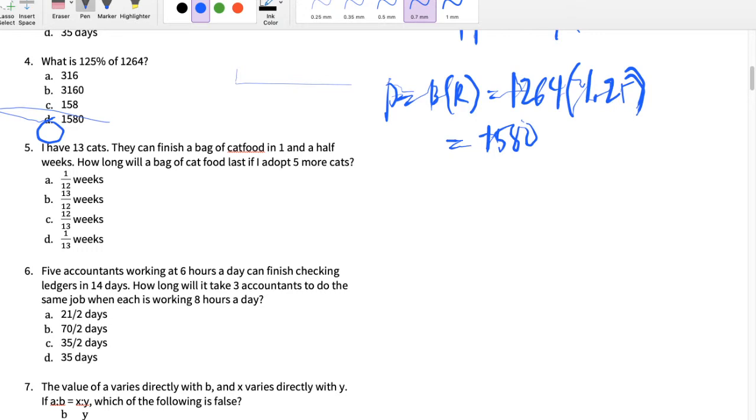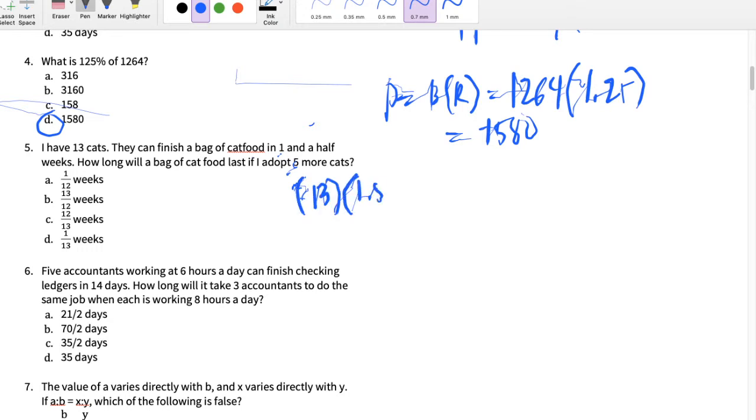Okay, number 5, I have 13 cats. They can finish a bag of cat food in 1.5 weeks. How long will a bag of cat food last if I adopt 5 more cats? So again, we have an indirect proportion here. So A times B is equal to C times D, if you can recall that lesson. Here we have 13 times 1.5 weeks. Since our choices are in weeks, we maintain the 1.5 weeks. This is equal to, adopt 5 more cats, so that means 13 plus 5 times x.